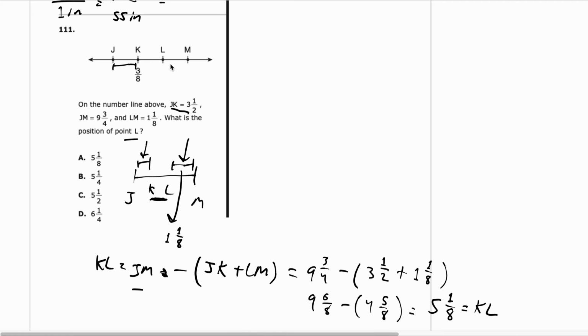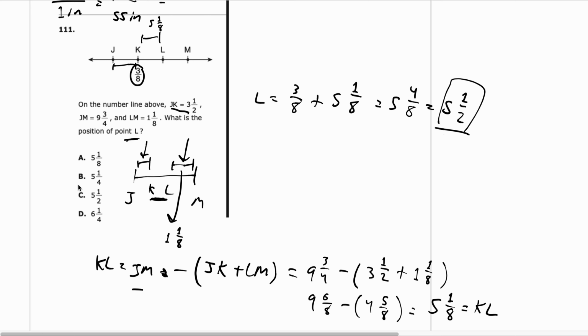Okay, so if the length of KL is 5 1/8, then we can find the position of point L, right? Because it's just 3/8. So L would just be 3/8 plus 5 1/8. And this would just be 5 4/8, which is just 5 1/2. So that would be C.